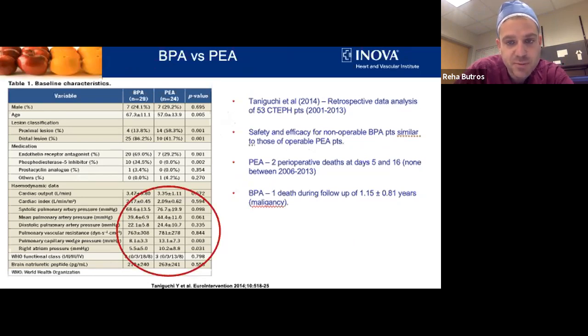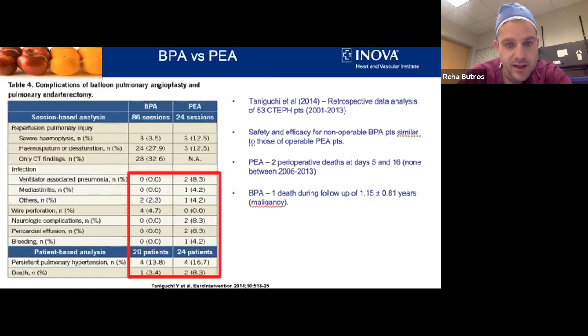Maybe there's a little bit of increased infection rate with the pulmonary endarterectomy and a little more hemoptysis with balloon pulmonary angioplasty. And here you can see the complication rates. It's pretty similar. One more death in the PEA population compared to BPA.